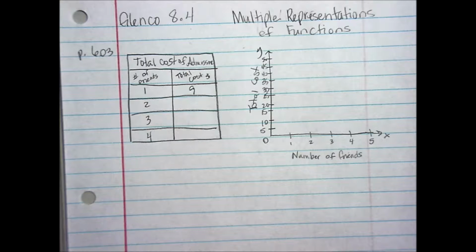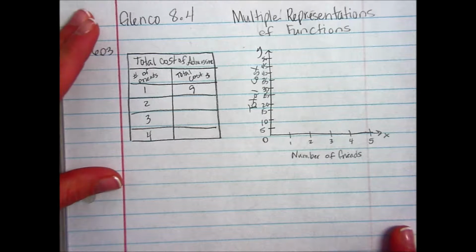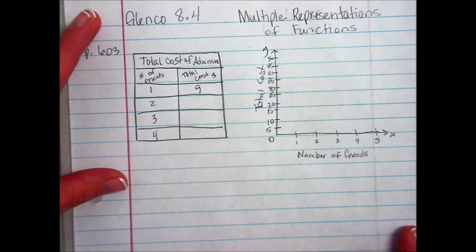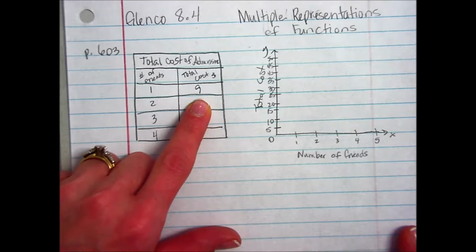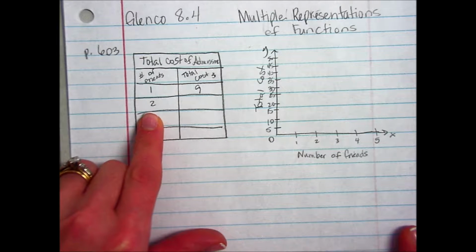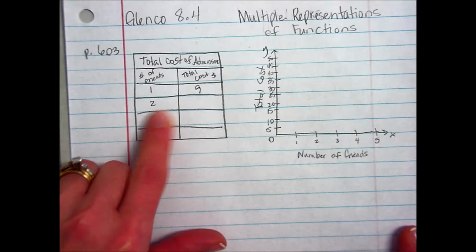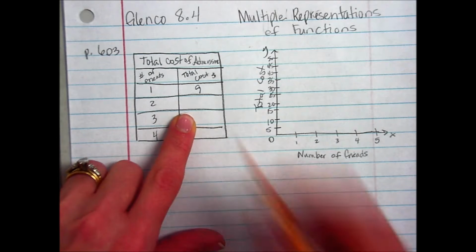Today's lesson is Glencoe Chapter 8, Lesson 4, Multiple Representations of Functions. So we're on the Real World Link on page 603. It tells us that a group of friends are going to the museum, and each friend must pay an admission price of $9. So the first thing we need to do is complete the table, and then we're going to graph the ordered pairs. So if it costs one person $9, how much will it cost for two people to go to the museum? $18.